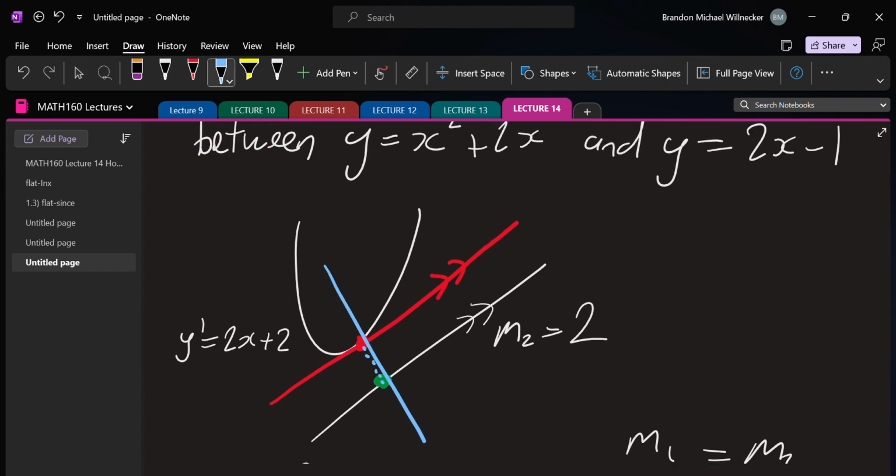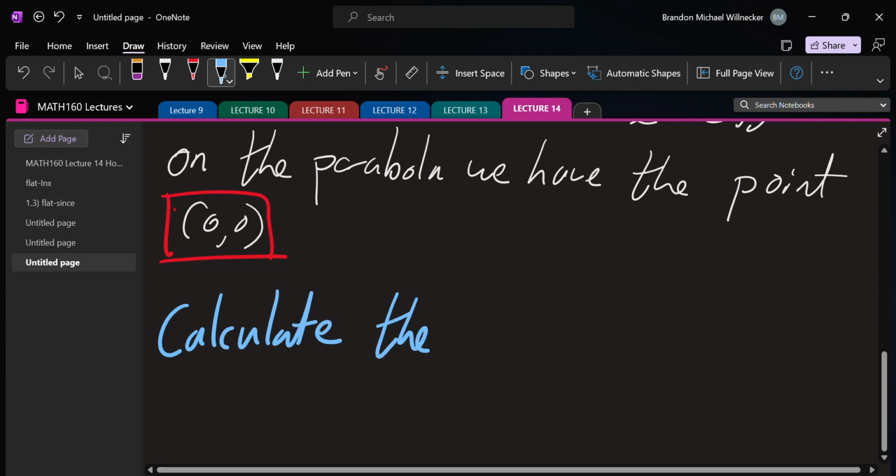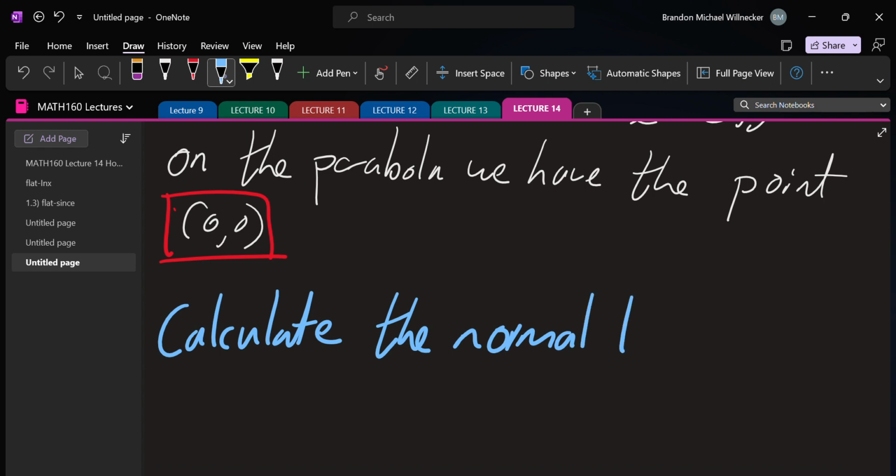Let's go back up. We've got the red line. Remember back when we did tangents and normals? We've got the tangent line. We can find the normal line. If we've got the normal line and this line, well, that's just the intersection of the two. Everyone with me? Okay, so next step, calculate the normal line. Let's put that in blue. It's like an in-between step.